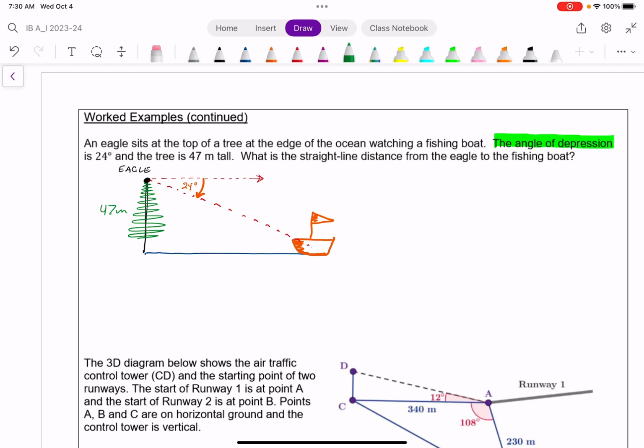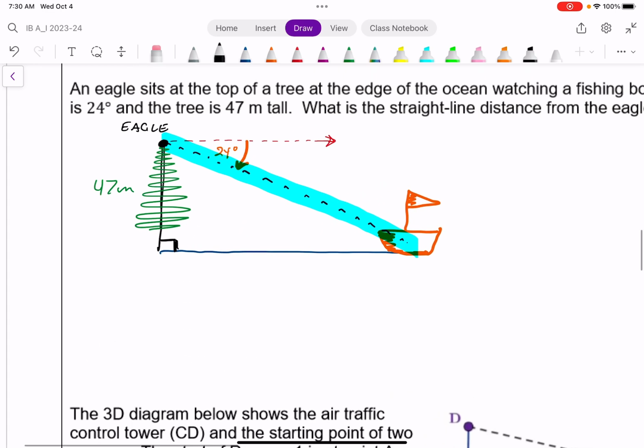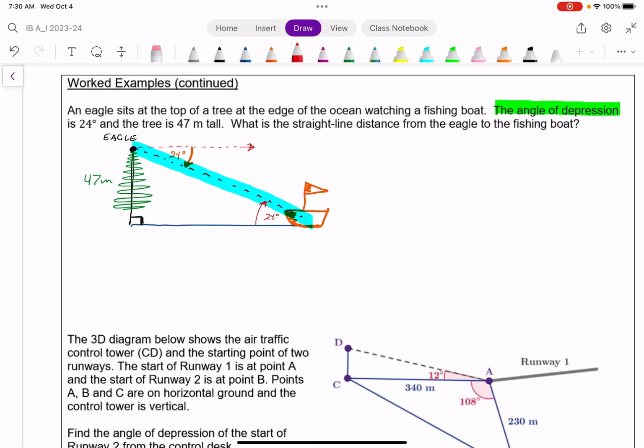what is the straight line distance from the eagle to the fishing boat? So we're trying to find the line straight from here to here, the diagonal. Now, as you can see, we've created a right triangle. So that diagonal is a hypotenuse in which I know an angle and a side. Because at 24 degrees, the angle of elevation must also be 24 degrees from the ground looking up. And so I now have everything I need. If I look at this 24 degrees, I'm highlighting in green down here, I know the angle and I know the side opposite from 24 degrees.